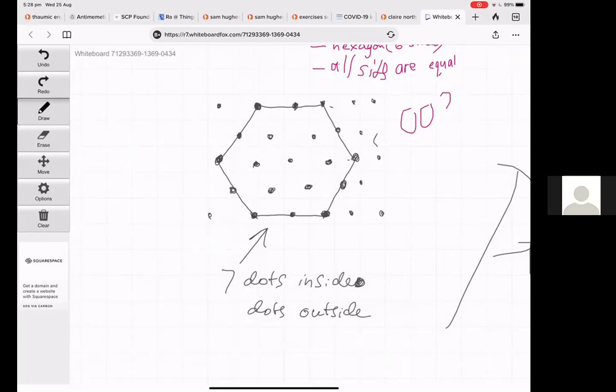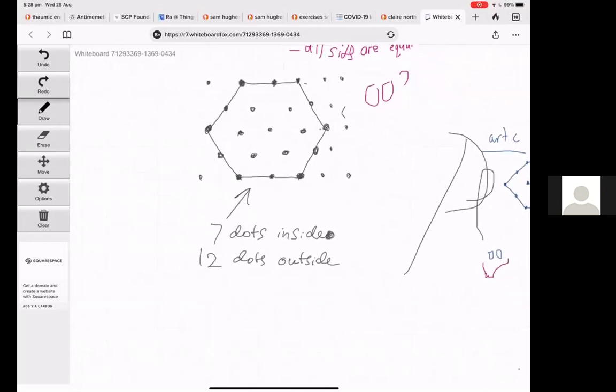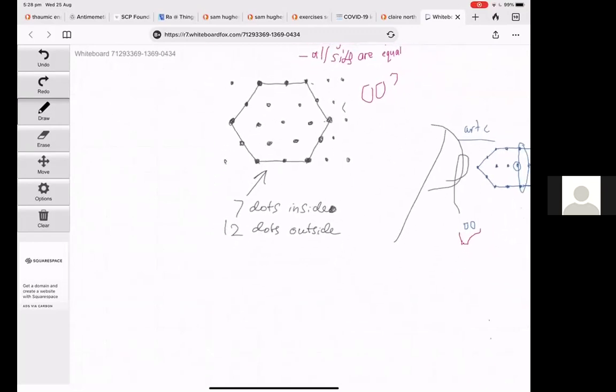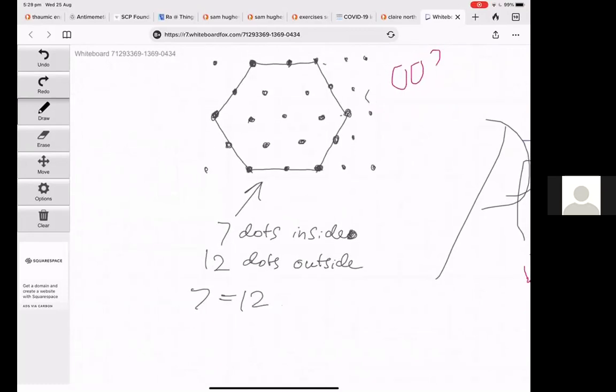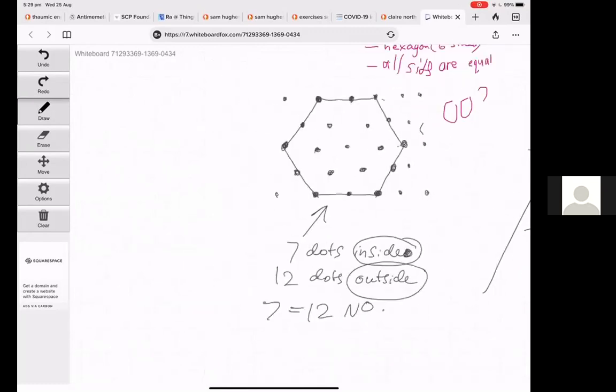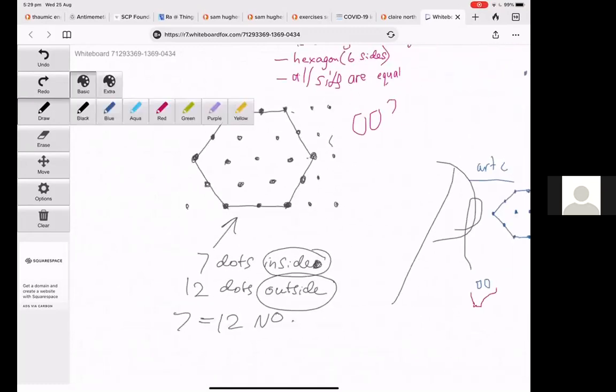12. There's 12 on the outside. Good. Yes, that's correct. Now, is 7 equal to 12? No, it's not. So that means the number of dots on the inside is different to the number of dots on the outside. So, what if I drew a smaller hexagon like this one?